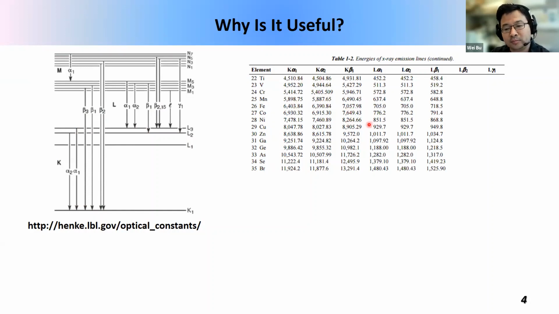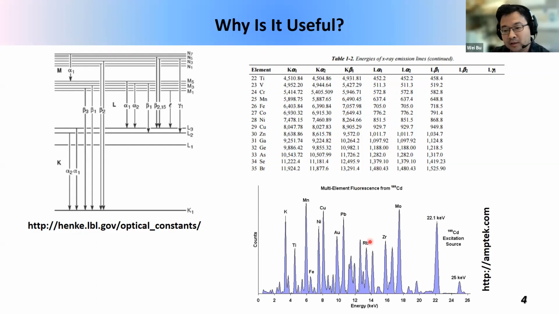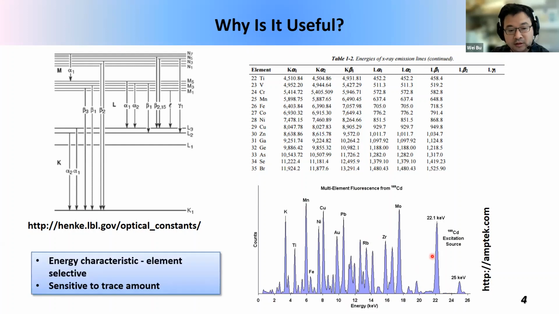So the X-ray fluorescence emission line is kind of like a fingerprint or ID for any element, and it's going to be very useful. Here is an example: a fluorescence spectrum from a multi-element sample. As you can see, you can easily identify all these elements by just knowing their emission line energies. So this technique is element sensitive, and it only needs a very small amount of material to create a decent fluorescence signal. So this technique is also sensitive to trace amounts of material.